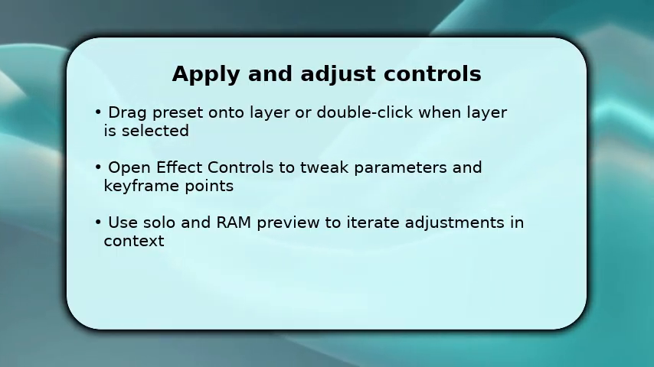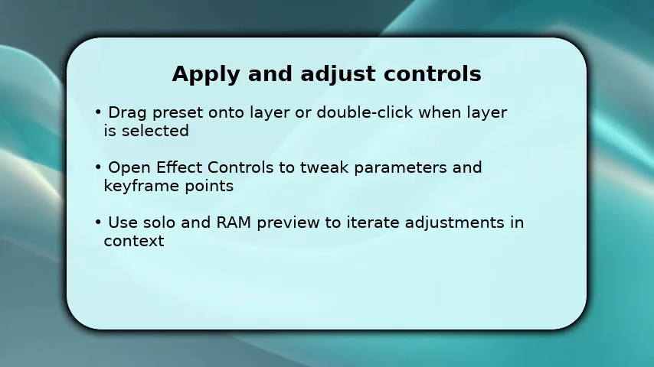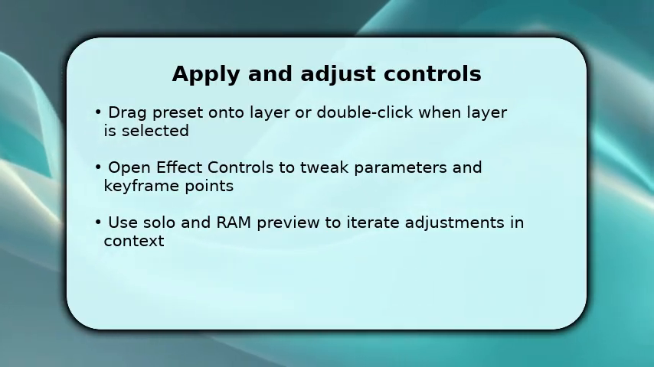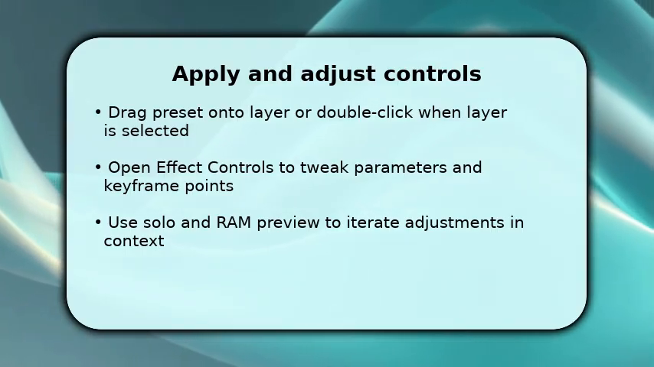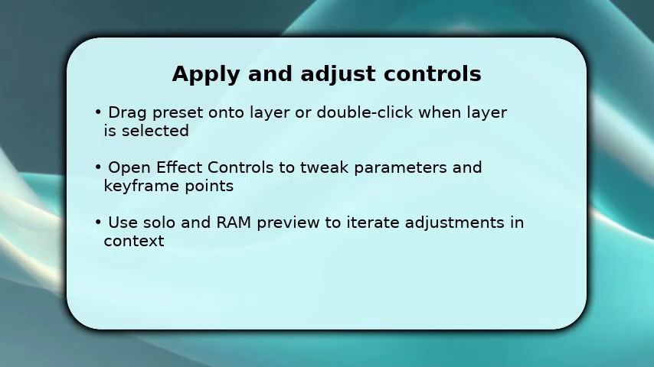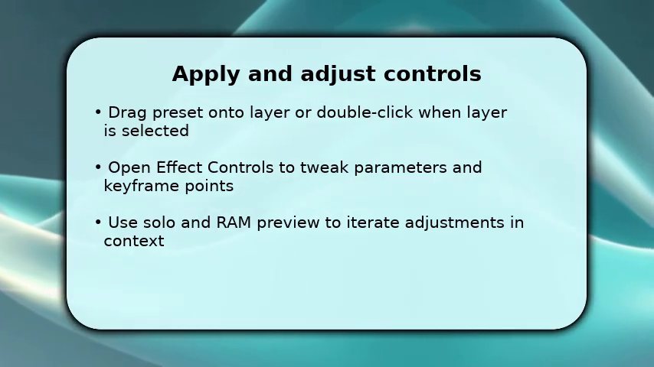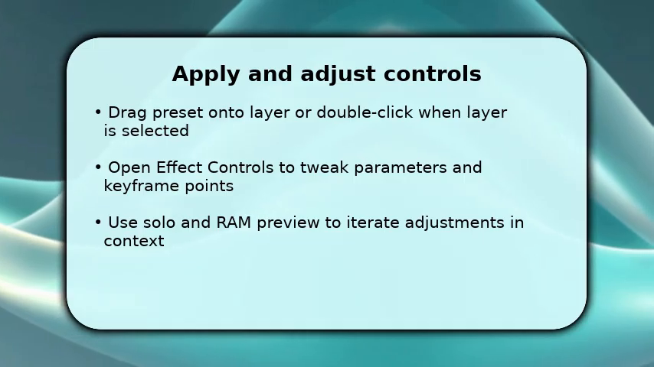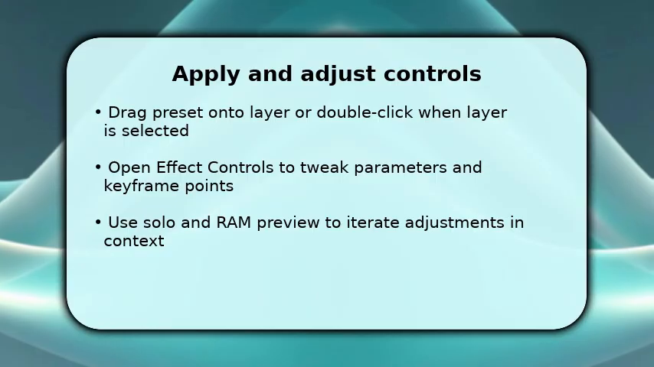Next, open Effect Controls and change parameters, scale, opacity, easing, or color, so values fit your scene. Make sure to scrub the timeline and adjust any automatically inserted keyframes, because presets often include timing baked in. Finally, RAM preview the section and toggle solo to see how the preset interacts with other elements before finalizing.